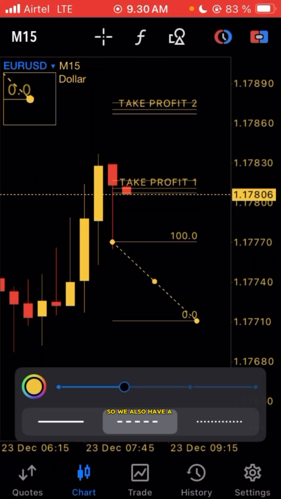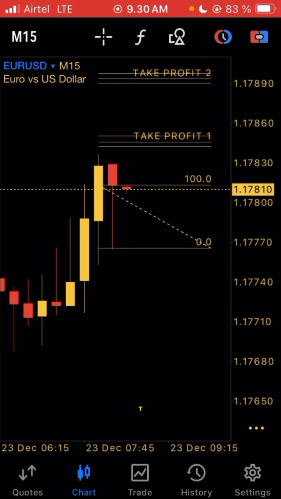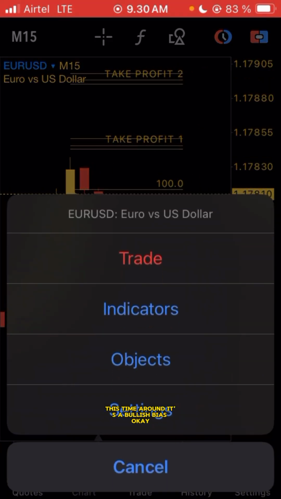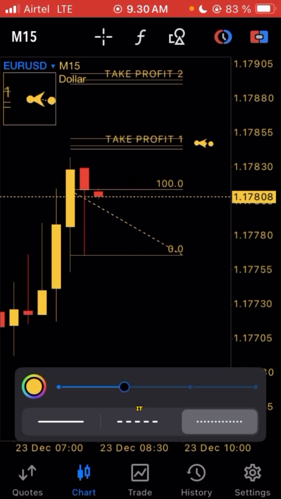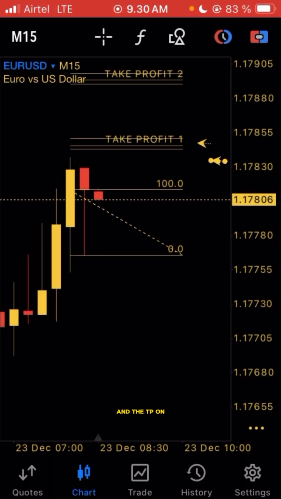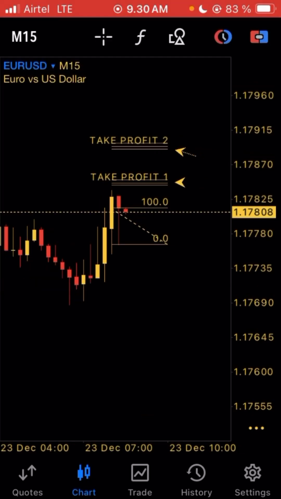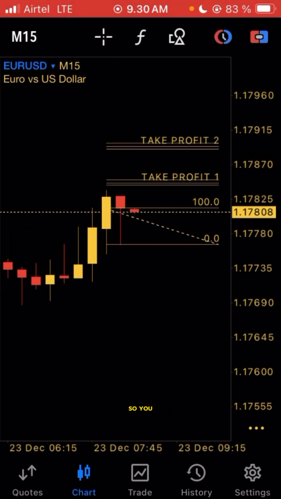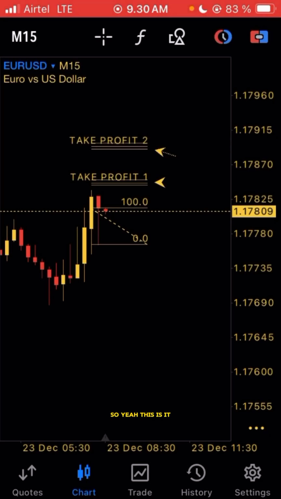So we also have a new setup, guys. And what is it this time? This time around, it's a bullish bias. Okay, so what does it actually mean? It means the market is going to go up, right? And the TP1 and TP2, the TP2 is actually right there. So I'm gonna zoom out a little bit so you guys can see the entire chart, right? So yeah, this is it.